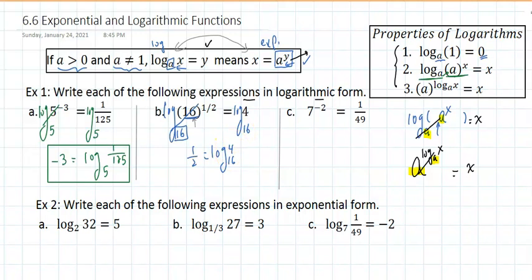In case you're wondering, what does a log find? It's kind of hard to remember, but I'm going to tell you what it is. When you look at a log, it's asking what power do you raise the base to get the argument. So something like log base 5 of 25, for example. Log is finding what power do I raise the base to get 25? In that case, that will be a 2.